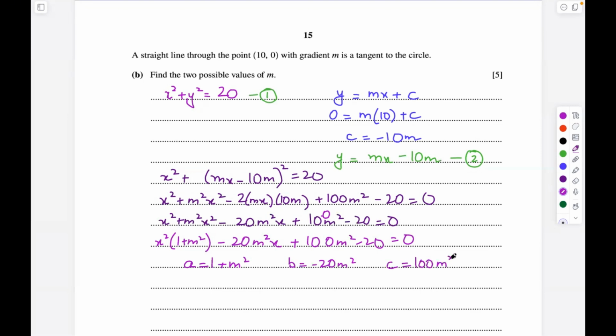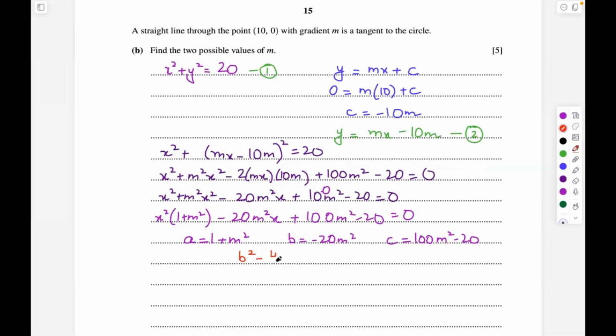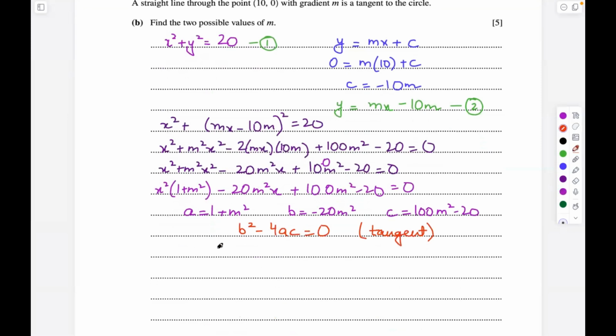Now, as it is a tangent to the circle, it means that the discriminant will be equal to 0. So we can write that b squared minus 4ac equals 0, as it is a tangent to the circle. There's only one point of intersection. So now applying the values of a, b, c in the formula, we'll get (minus 20m squared) whole squared minus 4 into a, which is 1 plus m squared, into the value of c, which is 100m squared minus 20, equals 0.